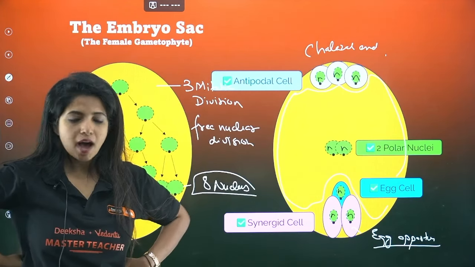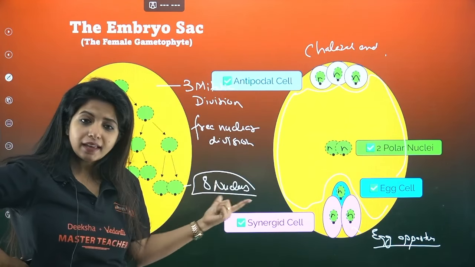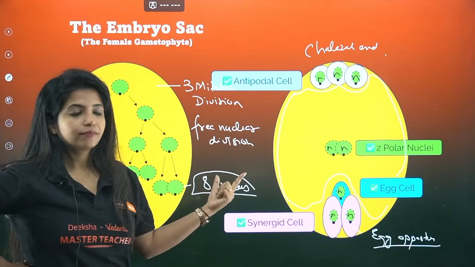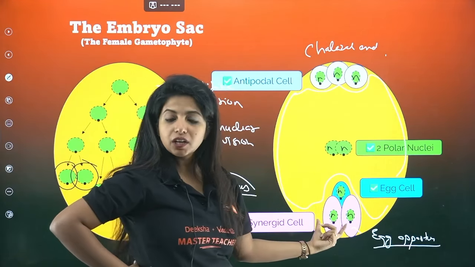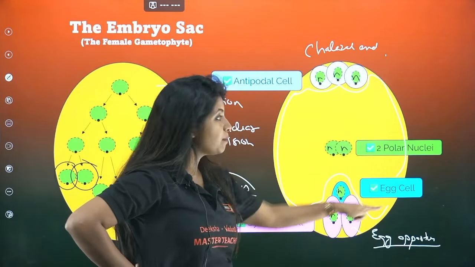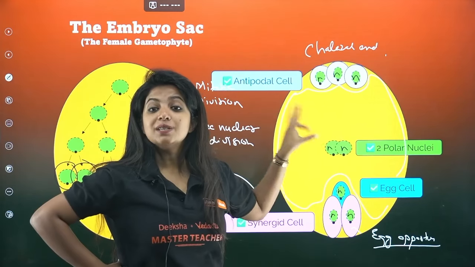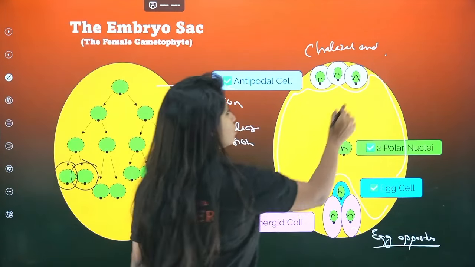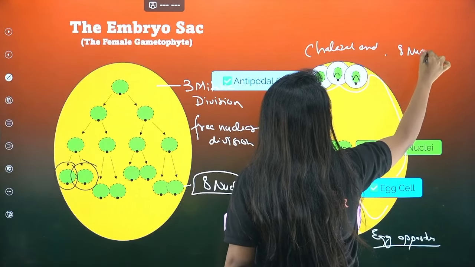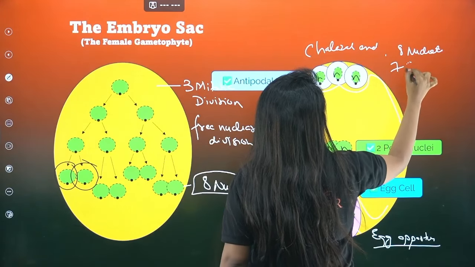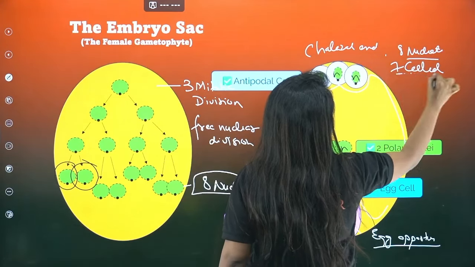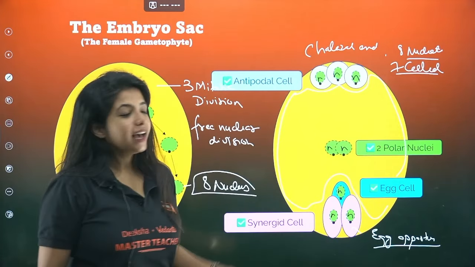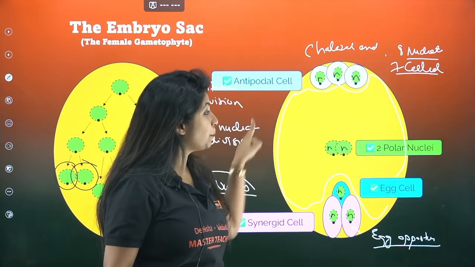But now if you ask, 8 nuclei were there. Are there 8 cells over here? No. 3 cells, 3 cells, 3 plus 3, 6. This is one big cell, that is the 7th cell. The 7th cell has 2 nuclei. So what do I call this condition? This condition is known as 8-nucleate, 7-celled condition, and all of them are haploid except this cell.